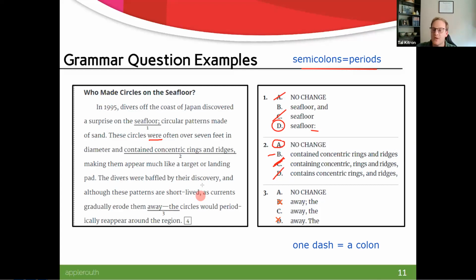And we could test choice C, because if that's right, that's a comma clause or an appositive that should be able to come out of the sentence. The divers were baffled by the discovery, and although these patterns are short-lived, the circles would periodically reappear around the region. Sounds fine.